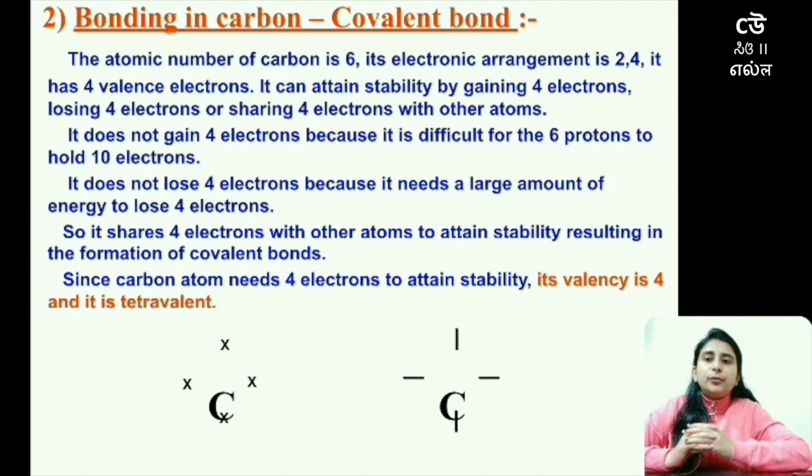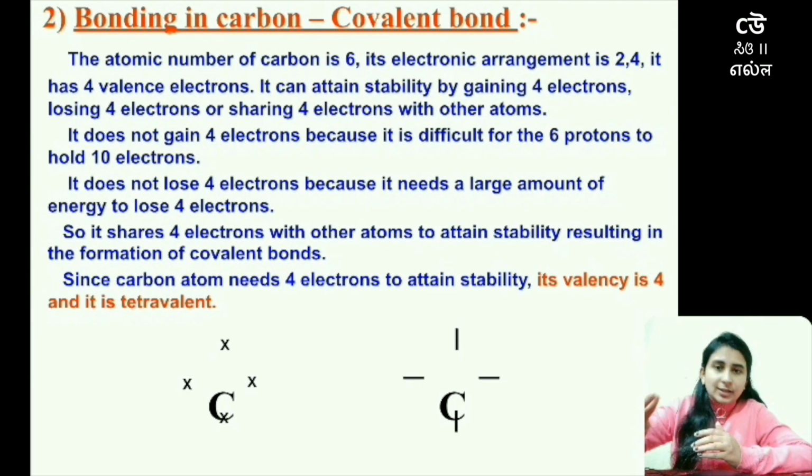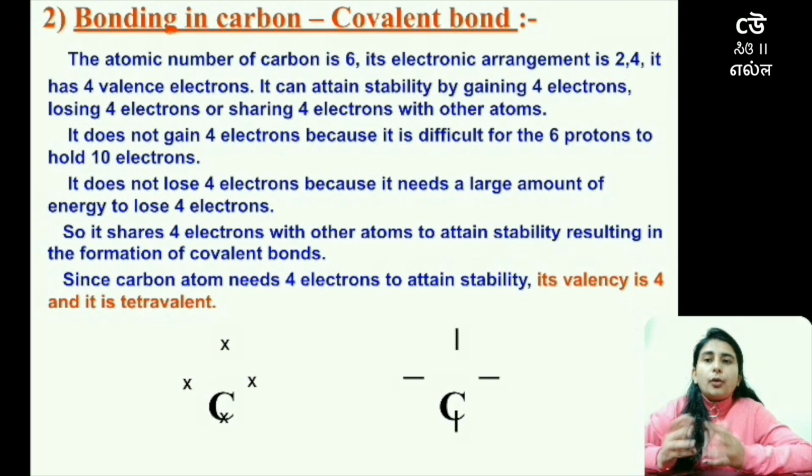Now let's just focus on the fact that there will just be 4 electrons in the outermost shell of carbon atom. So हम क्या करेंगे, that it has 4 valence electrons. So it can attain stability, जैसा मैंने कहा, by gaining 4 electrons or by losing 4 electrons. But there is also a third option, and that is by sharing 4 electrons.